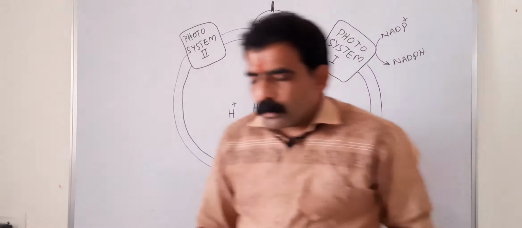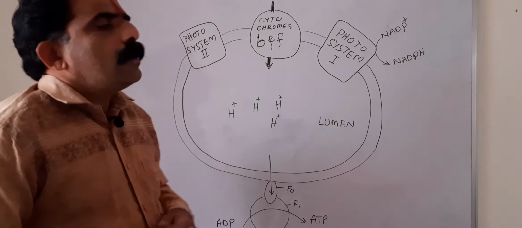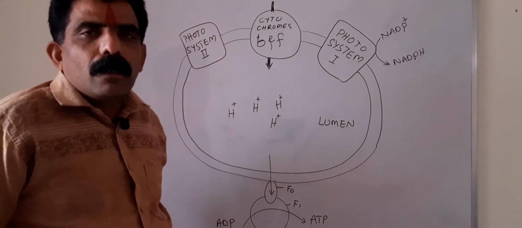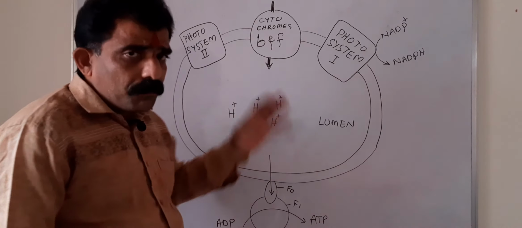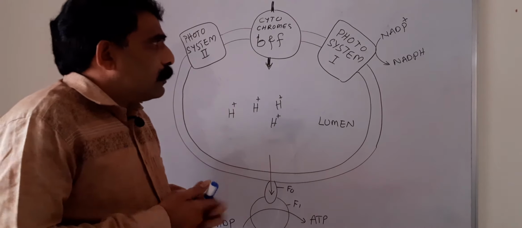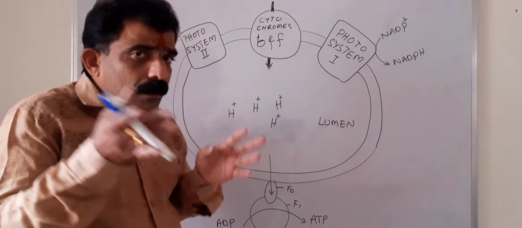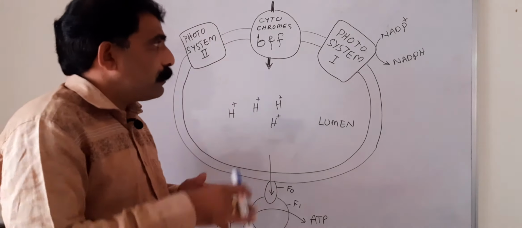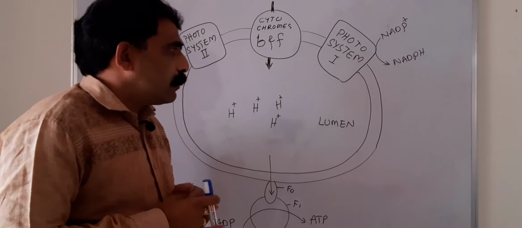There, plastoquinone, while transferring the electrons to the cytochrome B6F complex, also pumps protons from the stroma into the lumen. And another source is at photosystem 1. What is there at photosystem 1? The NADP reductase enzyme is present on the outer surface of the thylakoid membrane, towards the stroma side.